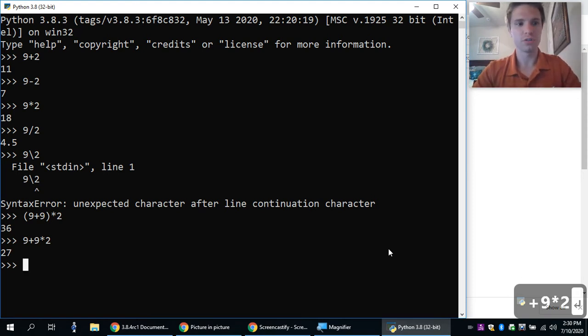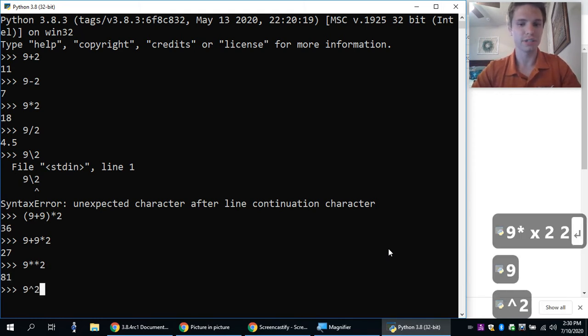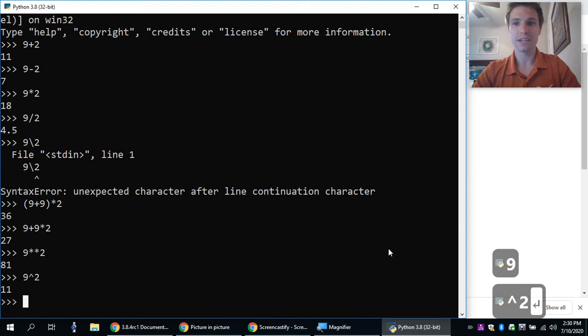If you're wondering if you can do exponents, you can. It is like this right here. Don't get confused, because in some languages it uses this caret key. In Python, that is the binary exclusive OR operator. Look it up if you're interested. Ignore it if you're not.